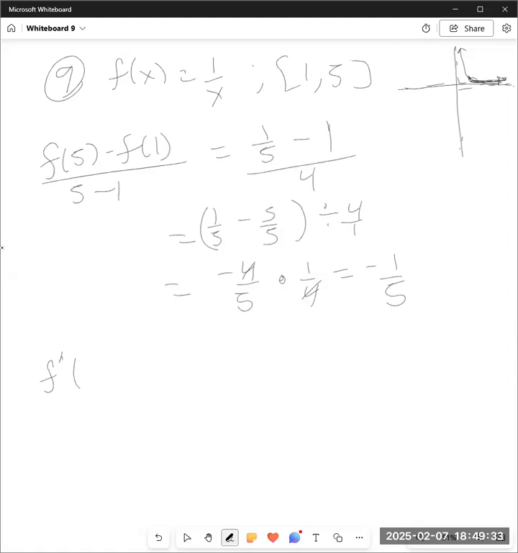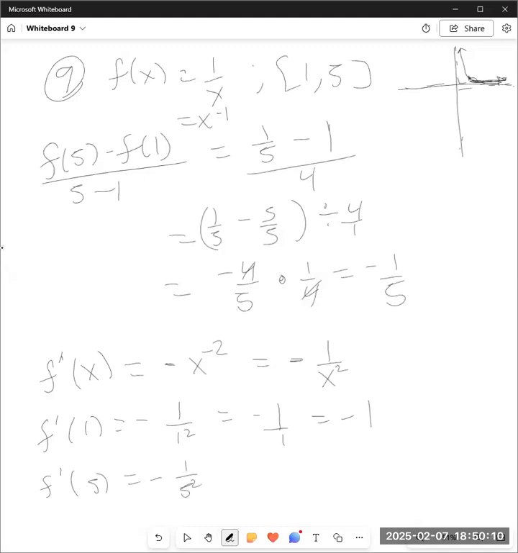F prime of x, well, I'm going to want to think of this as x to the negative first power to be able to take its derivative. So that's going to make it a negative x to the negative second power, which will become a negative 1 over x to the second power, like so. And I'm going to go ahead now and plug in. F prime of 1 is a negative 1 over 1 squared, which is a negative 1. And f prime of 5 is a negative 1 over 5 squared, which is a negative 1 over 25.